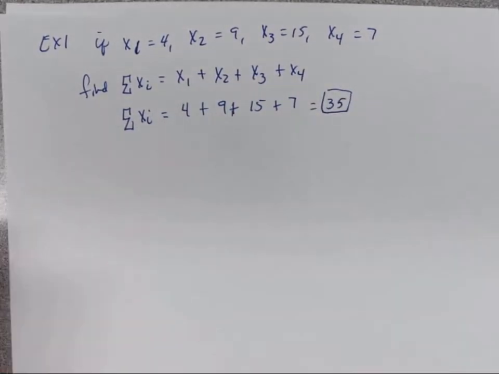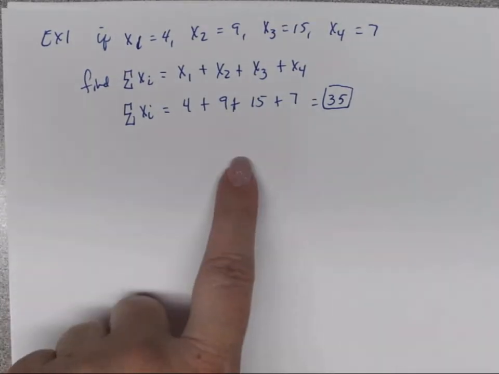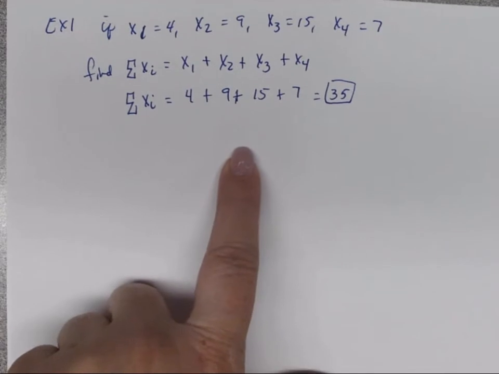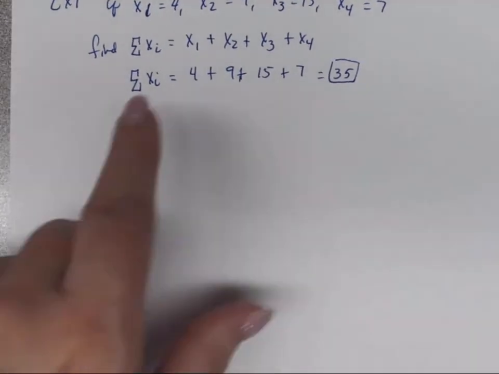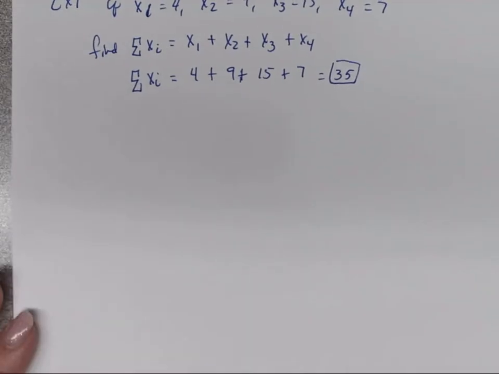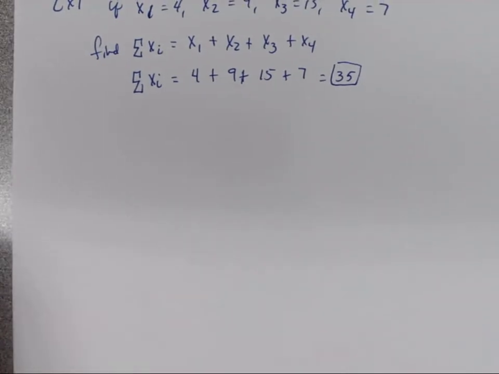So on these problems, you need to make sure you're writing stuff down so you can follow your work here. You need to be able to know and double check that you're doing it correctly. All right, let's look at example 2.